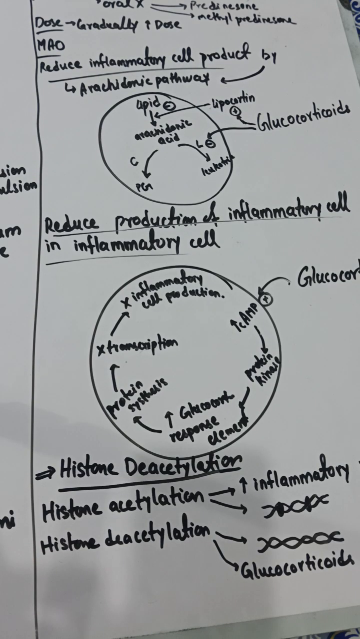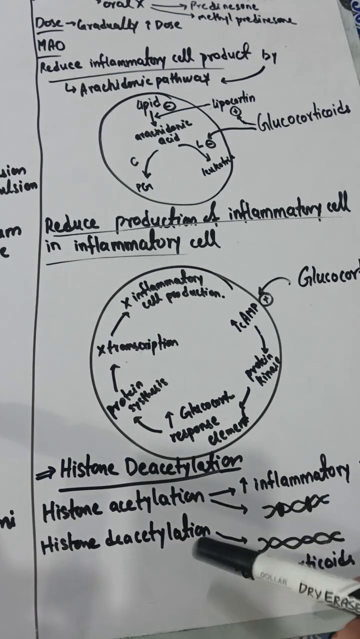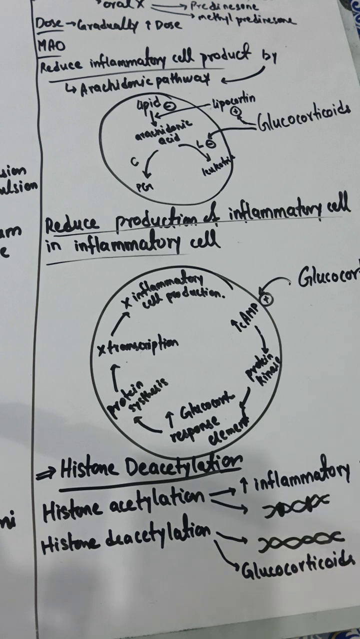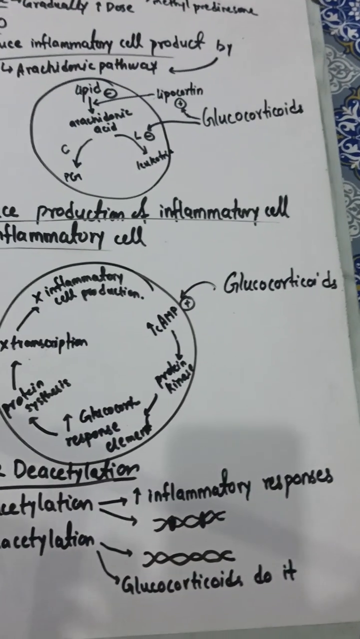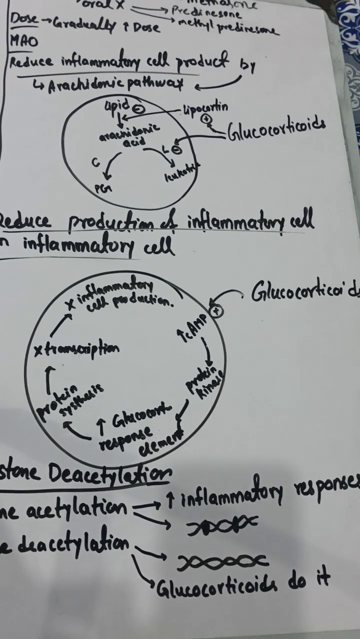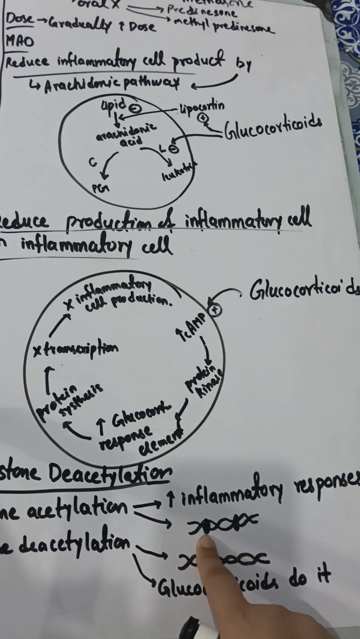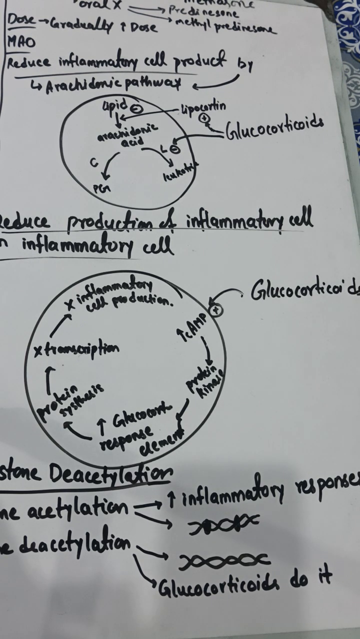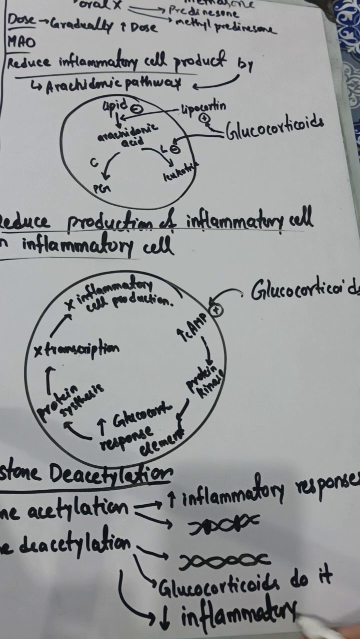The last important point, which is very important for the viva, is histone deacetylation. First of all, you need to understand histone acetylation, not deacetylation. In acetylation, the inflammatory responses are increased. This is your DNA, and on your DNA the histone protein is attached. When the histone protein is attached, this process is called histone acetylation. But what is histone deacetylation? It means that now the DNA is not attached to the histone protein. The histone protein is deacetylated and removed. Glucocorticoids perform this process. By deacetylating and removing the histone protein, they decrease the inflammatory responses.